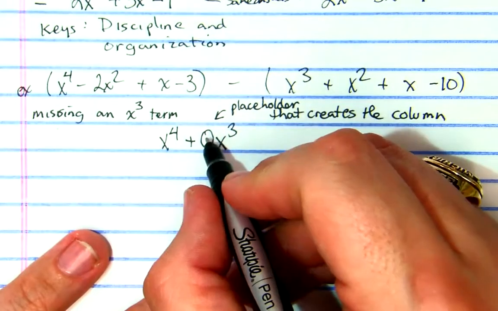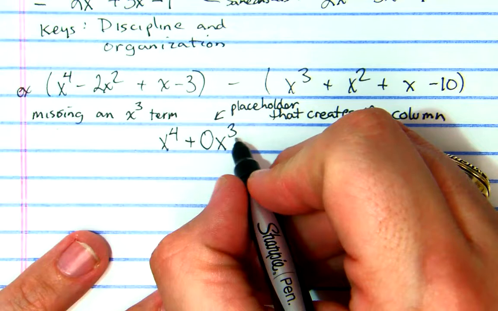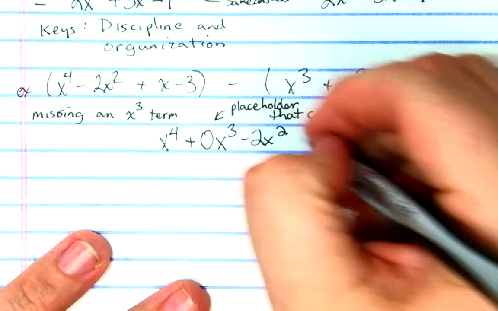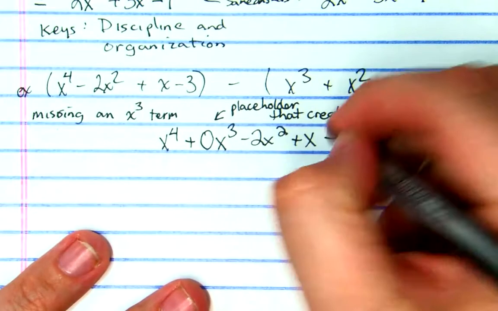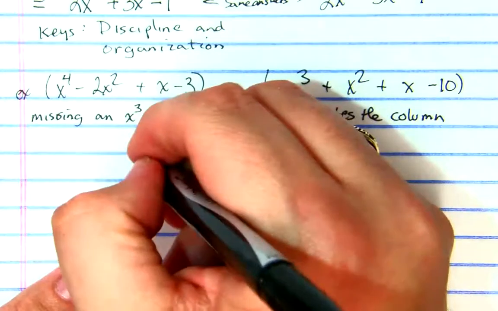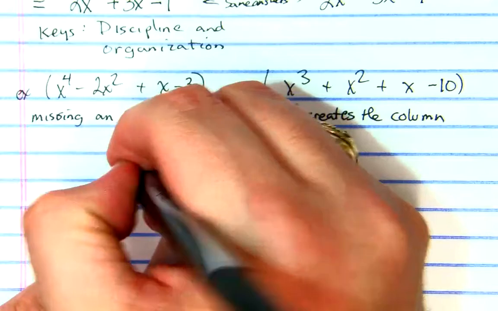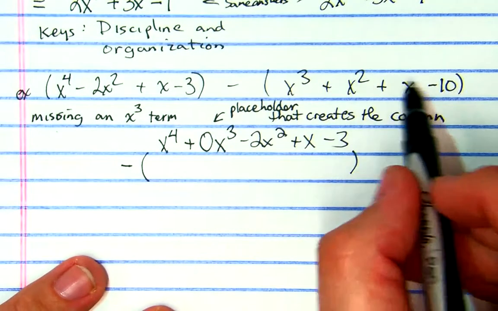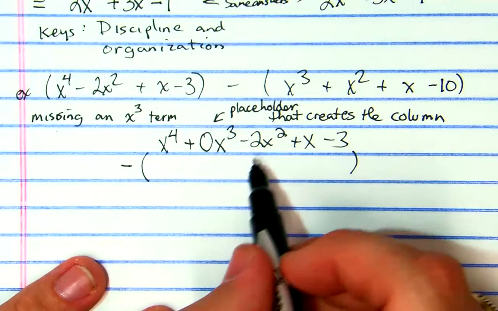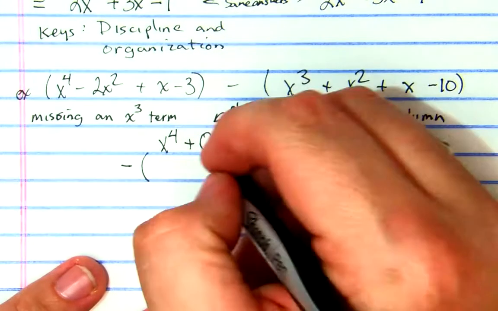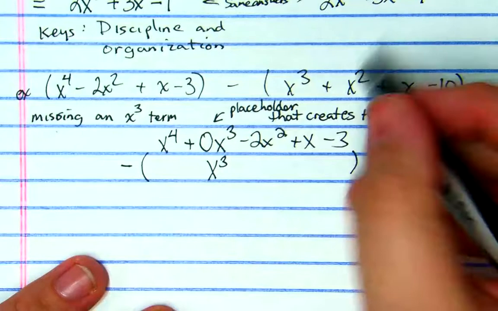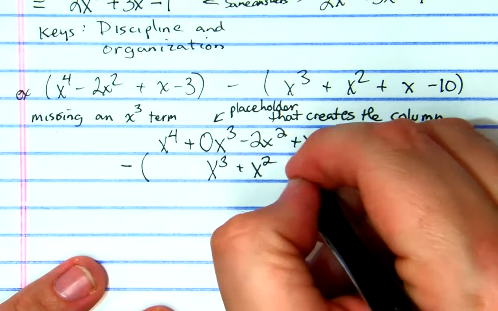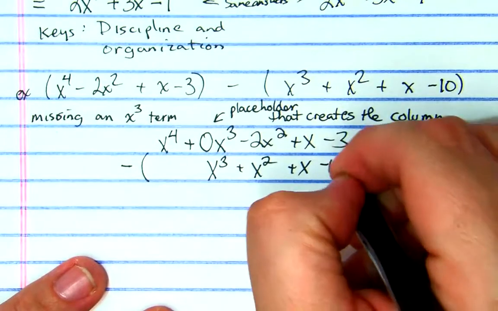Alright, so I have x to the fourth plus 0x cubed minus 2x squared plus x minus 3. And it's all in standard form. Now what I'm going to do is, I know I'm subtracting, so I'm going to put my subtraction sign there. I am going to take the terms from the next one and put them all in the proper column. I have an x cubed, I'm going to put an x cubed there. I have an x squared, I'm going to do a plus x squared there. I have an x, it's plus x, and then that's a minus 10.